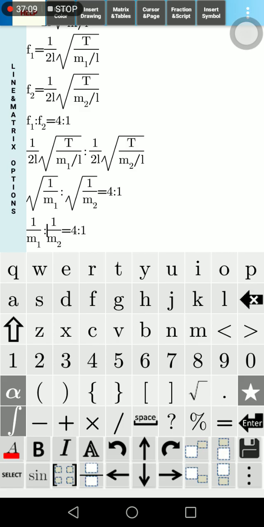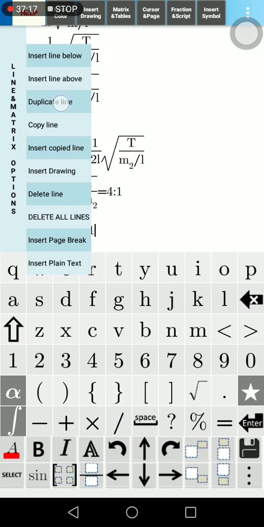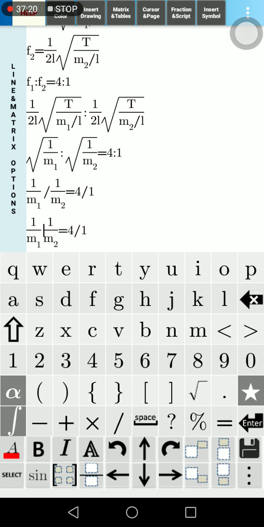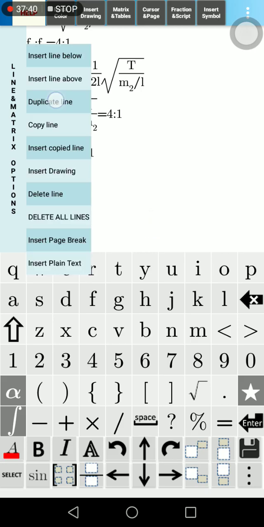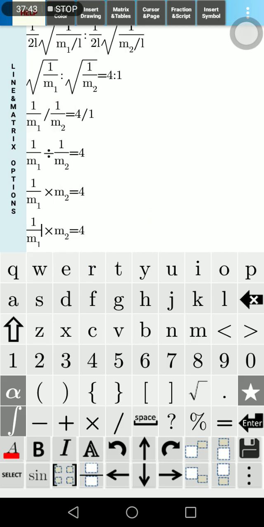Now removing ratios, put it as fractions. 4 over 1. So I can remove this fraction and now put division this time around. Yes, and then 4 divided by 1 is 4. Now you know that when you're dealing with division, you can change division to multiplication, and after you change division to multiplication, you inverse what you have there. So instead of having 1 over m2, I will have m2, and then when I do that, I will have m2 over m1.